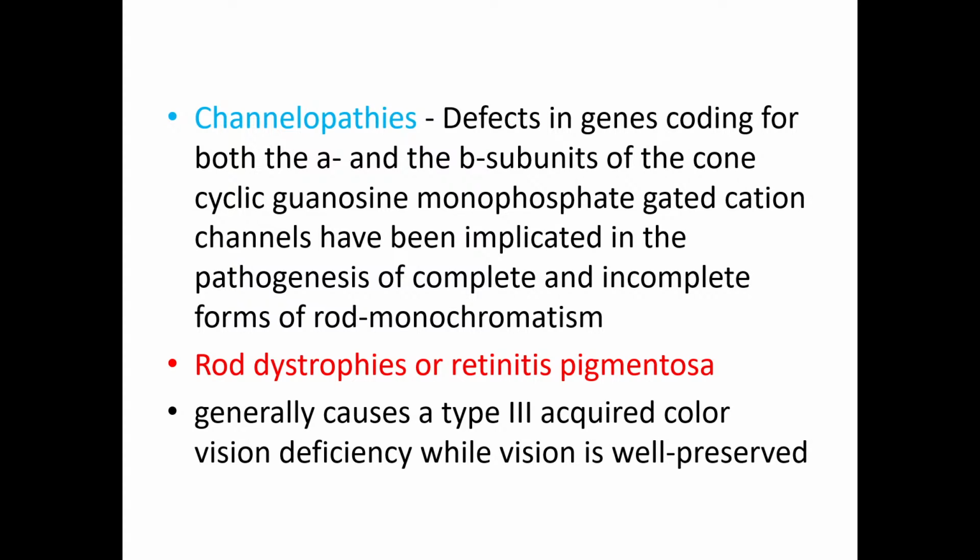In rod dystrophies or retinitis pigmentosa, we see a type 3 acquired color vision deficiency. What is type 3, Pramod? Which color? Blue. So a blue color deficiency, while vision is well preserved.